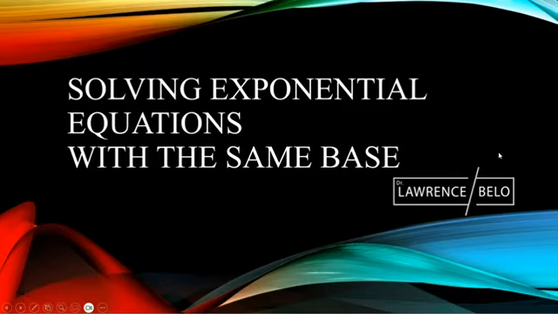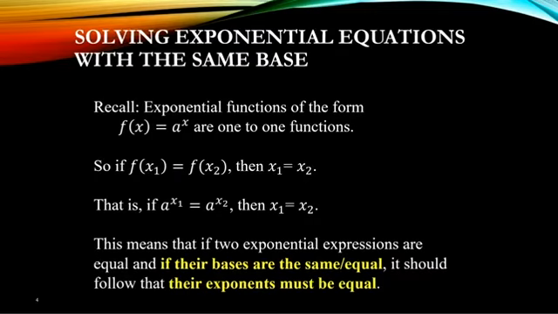So let's go to the first part, solving exponential equations with the same base. Let's recall the exponential functions of the form f of x is equal to a raised to x, and this is a one-to-one function. So if, for example, f of x sub 1 is equal to f of x sub 2, then x sub 1 is equal to x sub 2. So if the function is an exponential function, in this case, a raised to x sub 1 is equal to a raised to x sub 2, then x sub 1 is also equal to x sub 2.